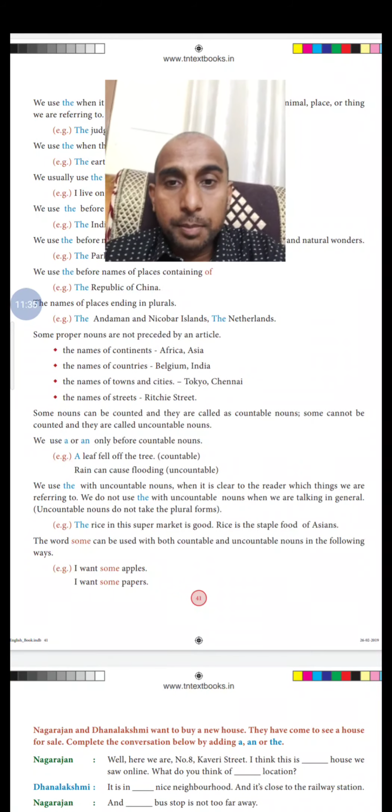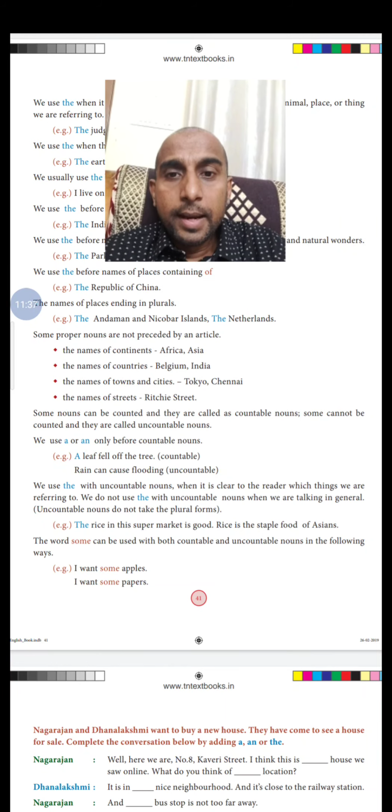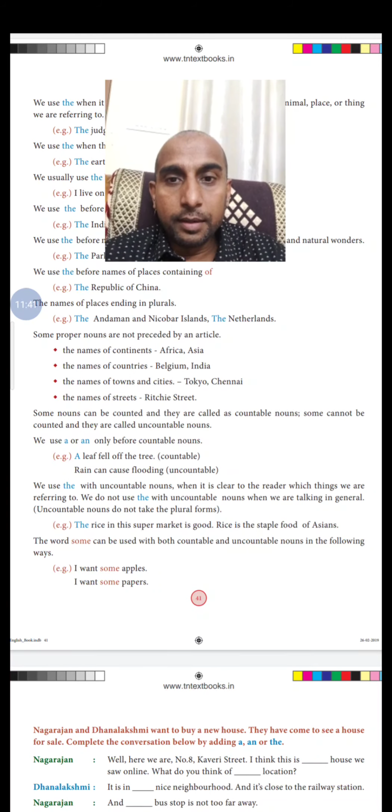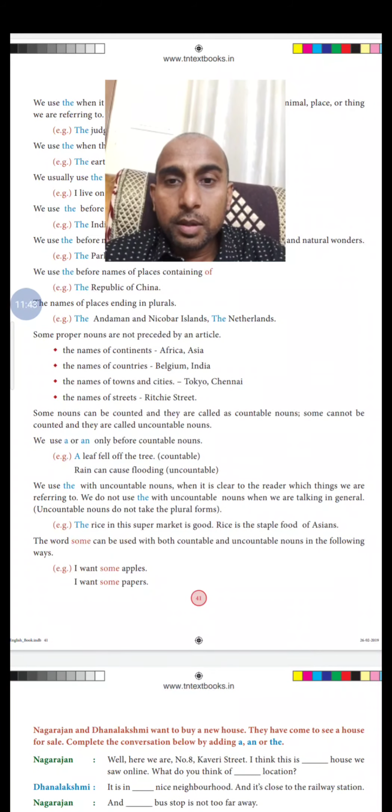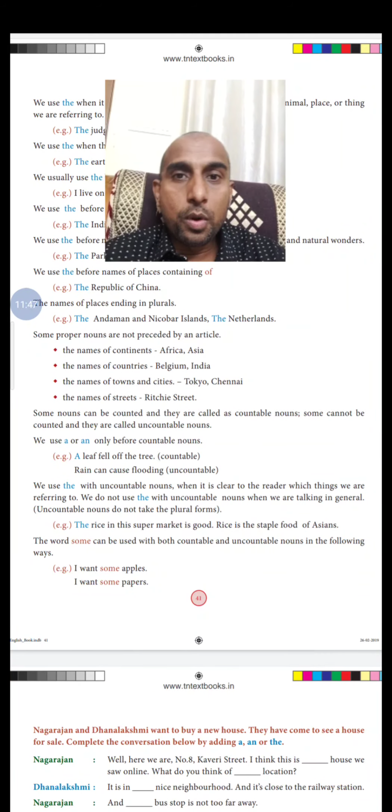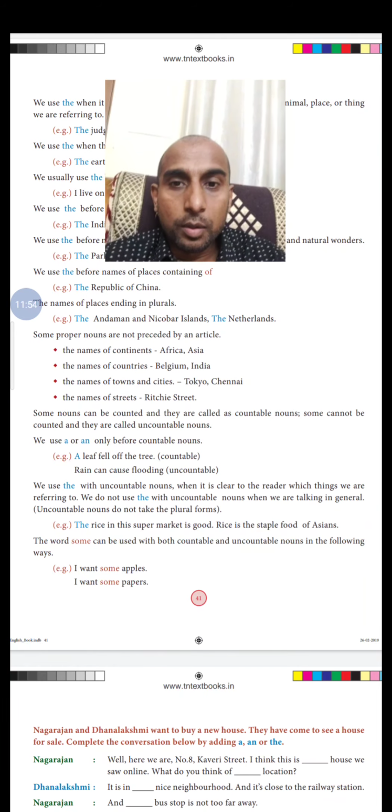Now for an example, countable. A leaf fell off the tree. A leaf, countable, one leaf, a leaf. Now uncountable: rain can cause flooding. That is uncountable. Can you count rain? No. So you won't say a rain, only rain. Rain can cause flooding. That is uncountable.